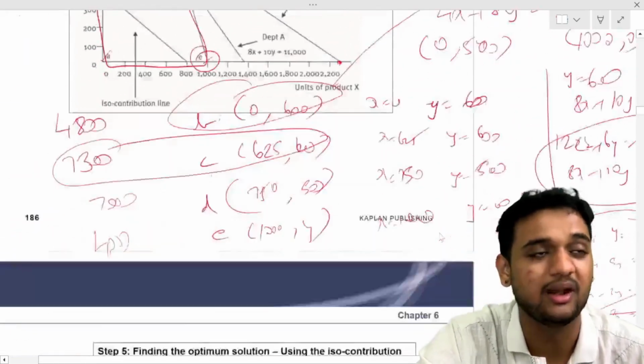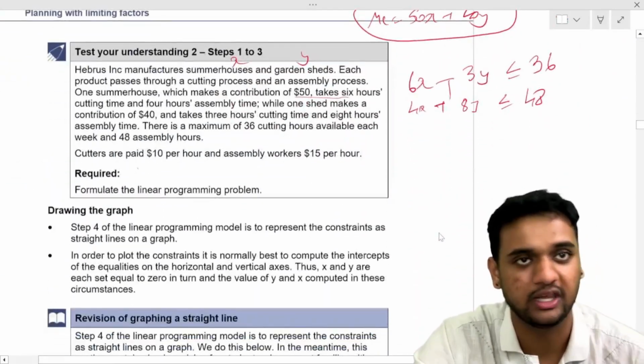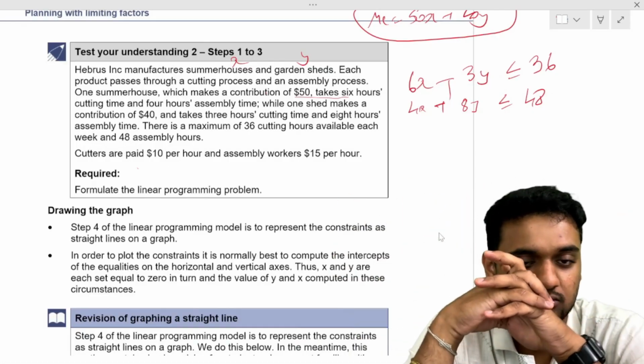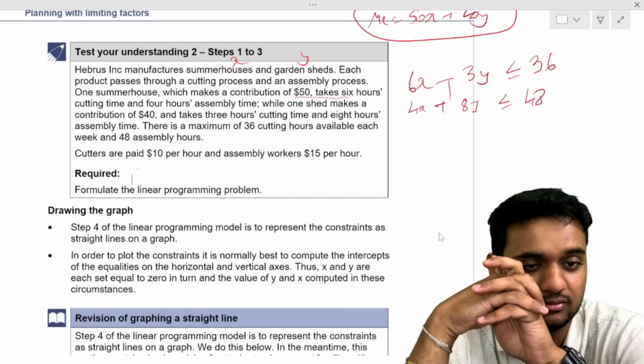Understood? Club the limiting factor. Keep this in mind. If you get confused in the exam about which equation to take, one equation should have one limiting factor.